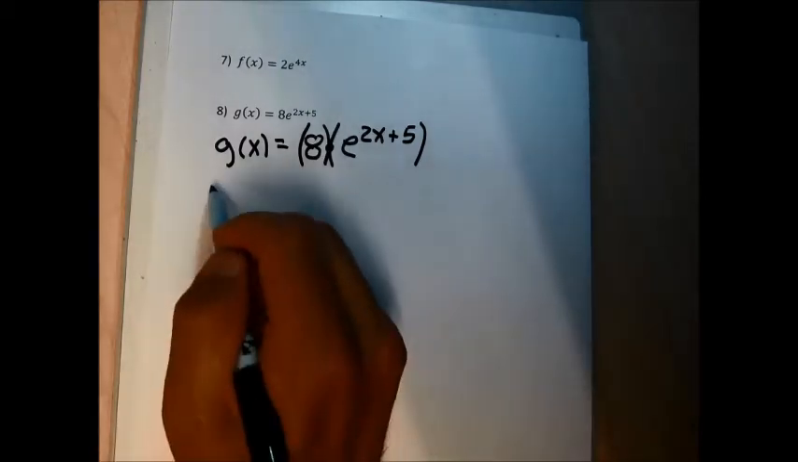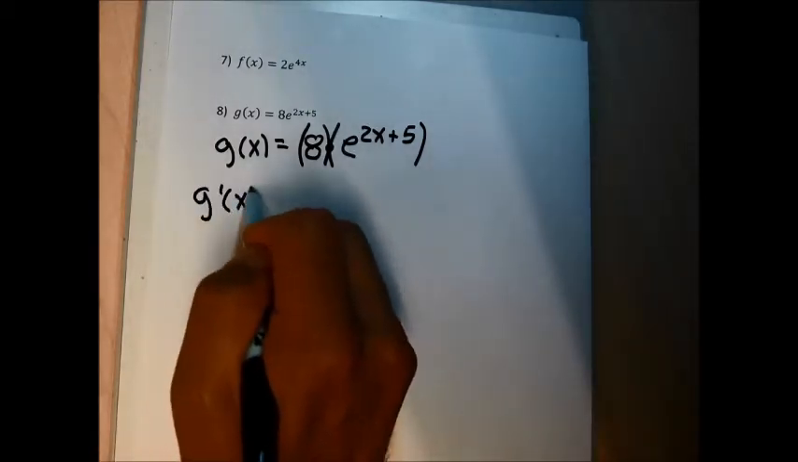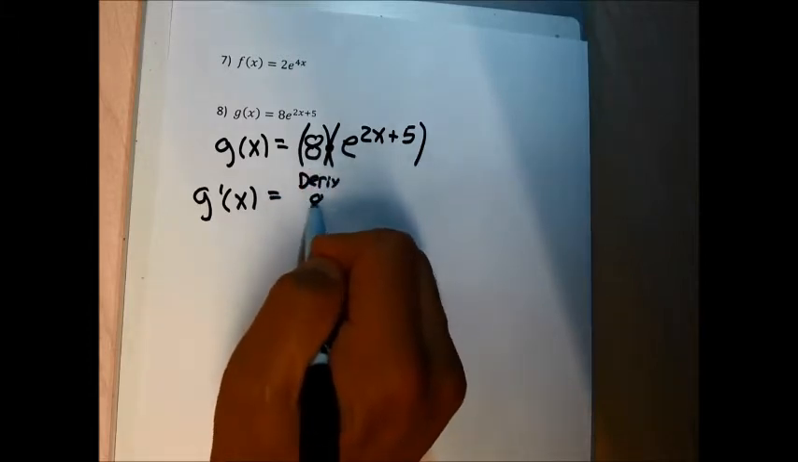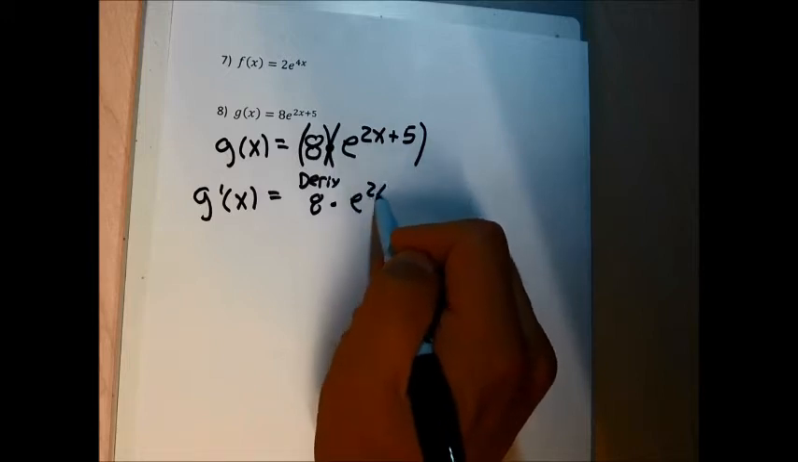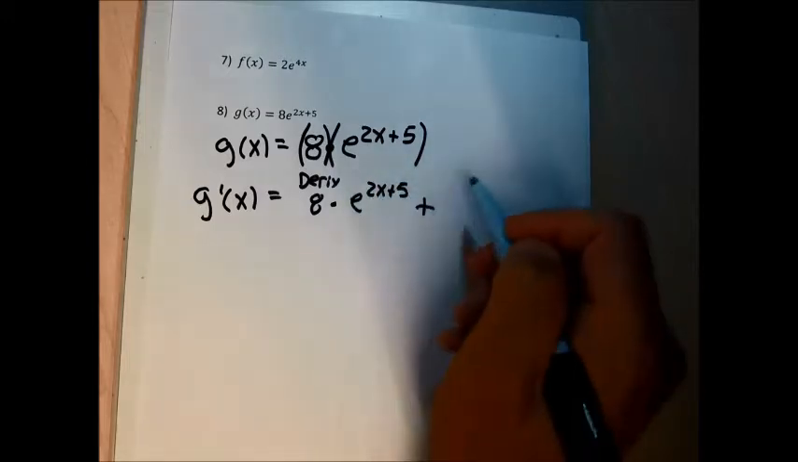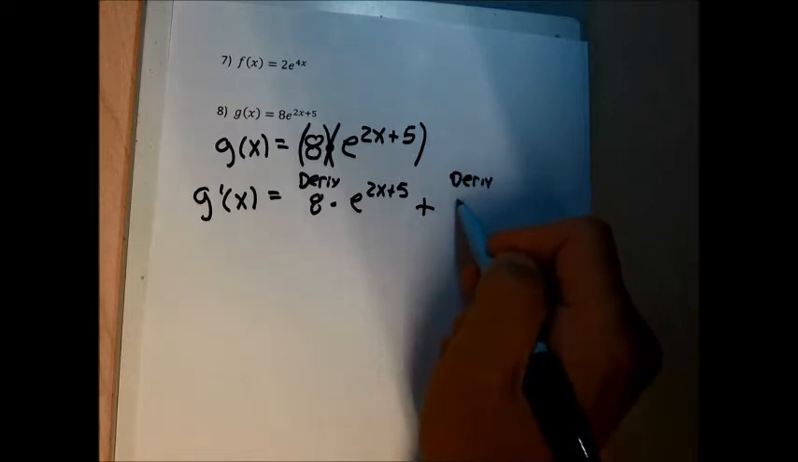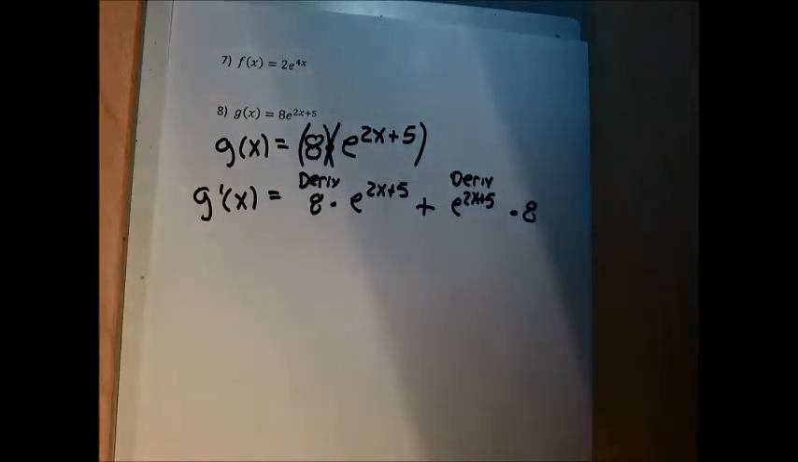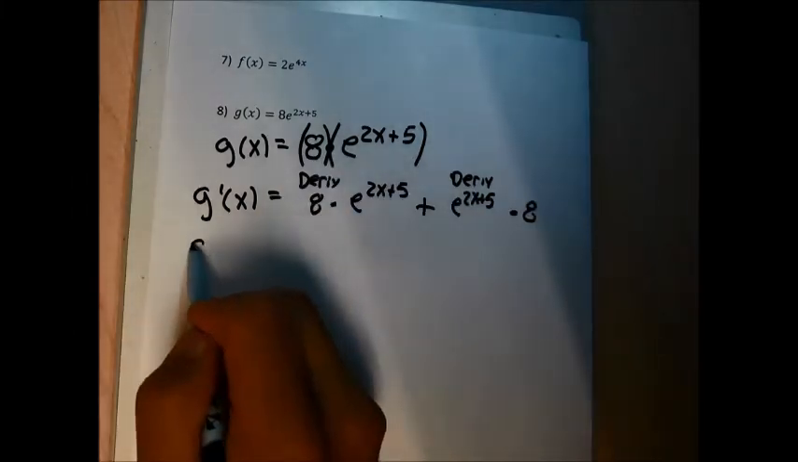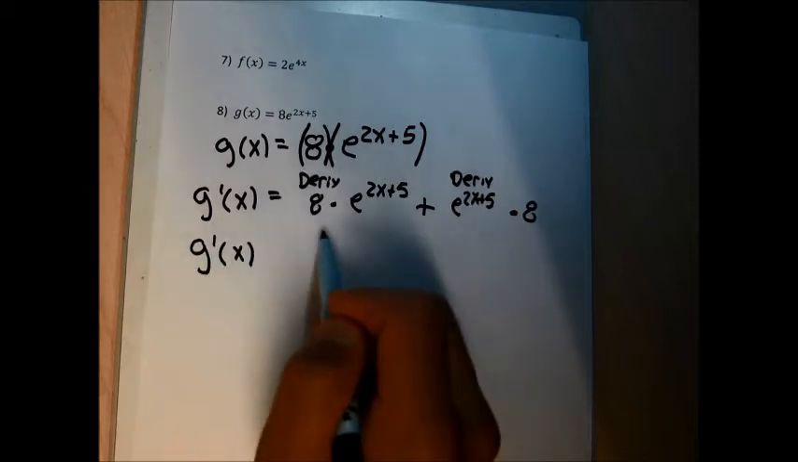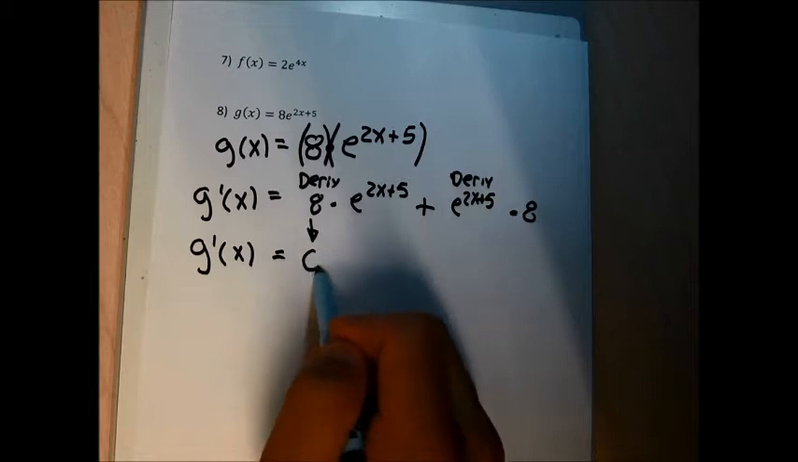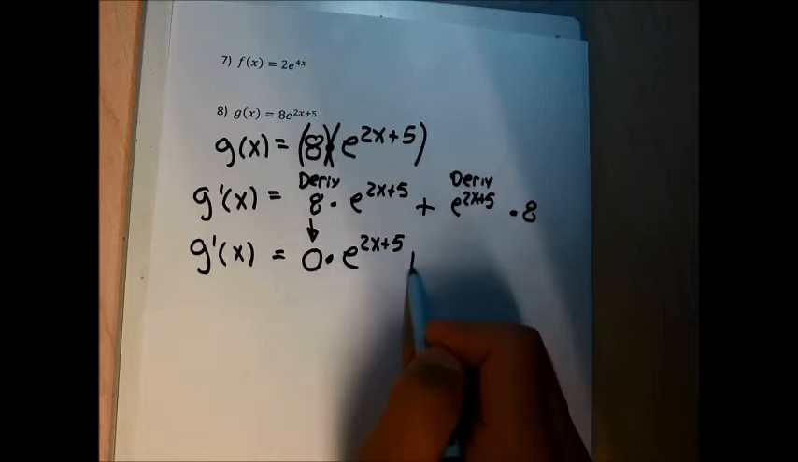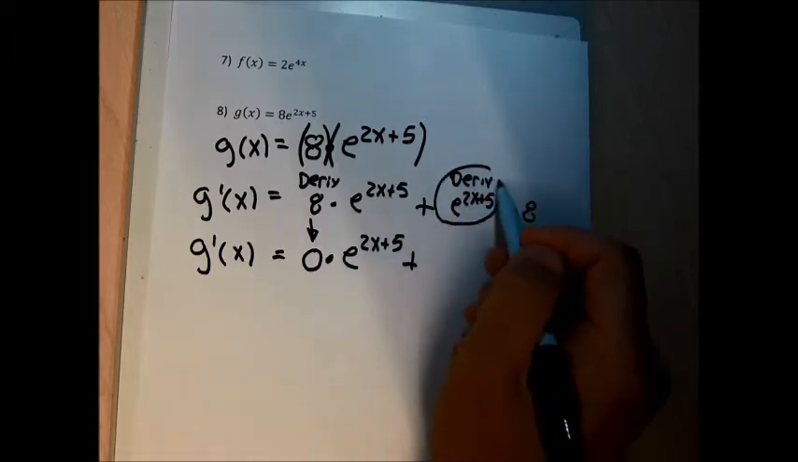So the product rule would say g prime of x equals the derivative of 8 times e to the 2x plus 5, plus the derivative of e to the 2x plus 5 times 8. The nice thing about this is you get a lovely 0, because the derivative of 8, because it doesn't have an x, is 0. So this piece is 0 times e to the 2x plus 5.